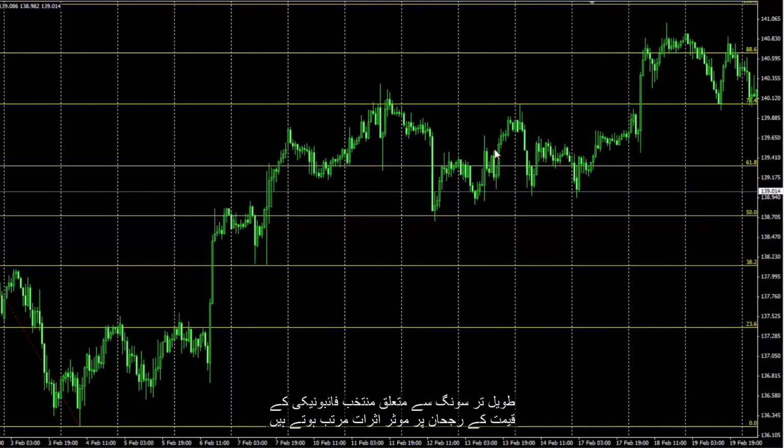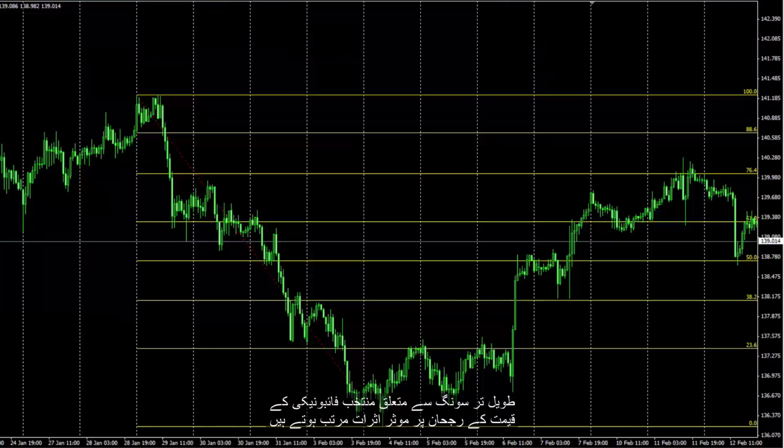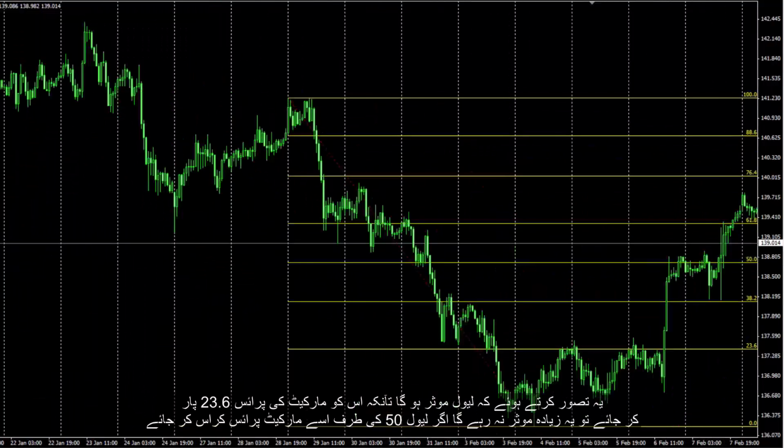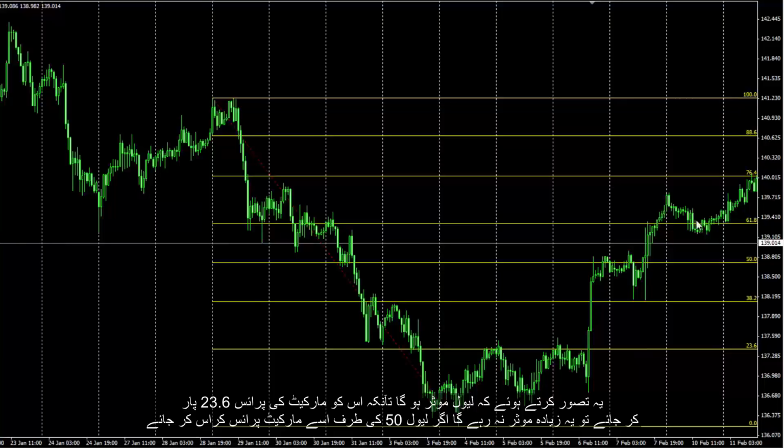The longer the swing selected, Fibonacci may have a more powerful effect on the price trend, considering that a level would not be effective unless it is crossed by market price. 23.6 was not effective anymore after it had been passed by price, just like level 50.